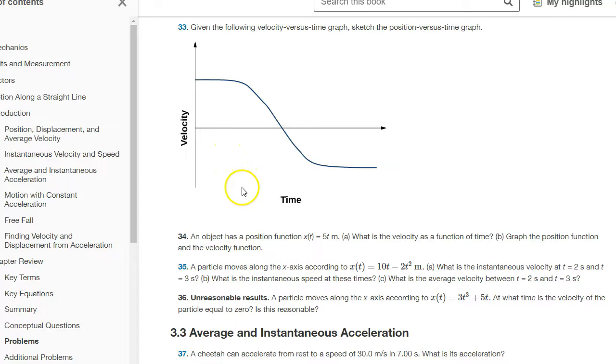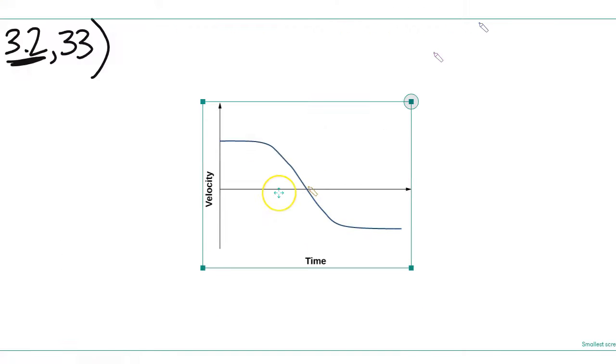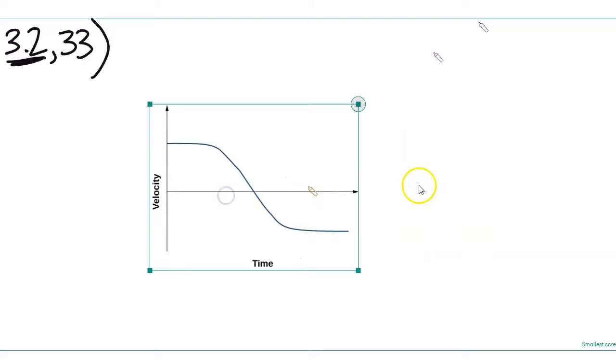Do 2 problems here. I want to do a graphical problem, then I'm going to do a more calculus type problem. So let's work on number 33 and then we'll work on 35. So let's start off with problem 33. Now, in order to do problem 33, it says, given the following velocity versus time graph, sketch the position versus time graph. Now, what I would also like us to do is also sketch the acceleration versus time graph. So we want to get the position versus time graph and the acceleration versus time graph out of this.